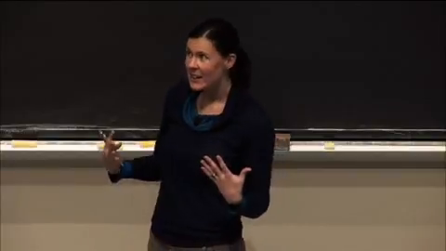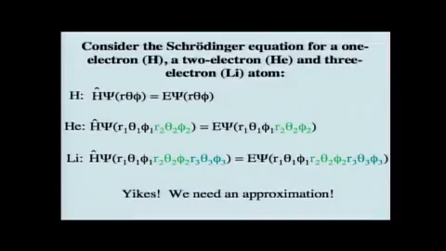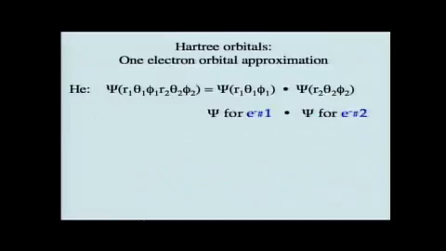So what we say here is we need to take a step back and come up with an approximation that's going to allow us to think about using the Schrodinger equation when we're not just talking about hydrogen or one electron, but when we have these multi-electron atoms. The most straightforward way to do this is to make what's called a one-electron orbital approximation. And when you do, you get out what are called Hartree orbitals.